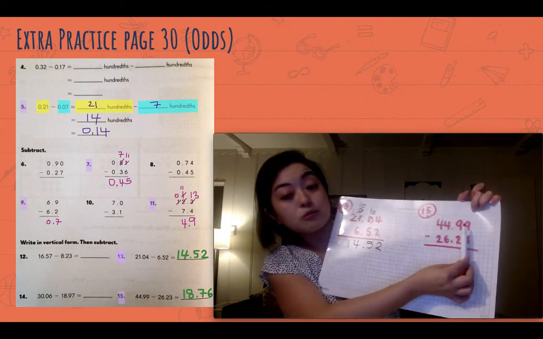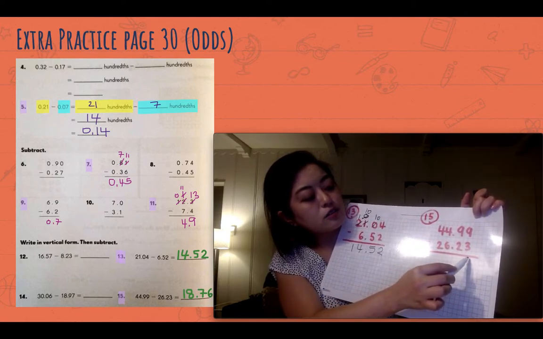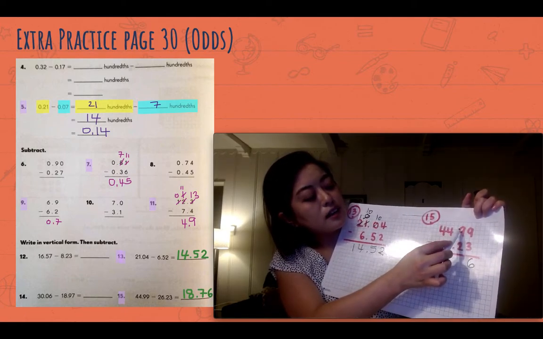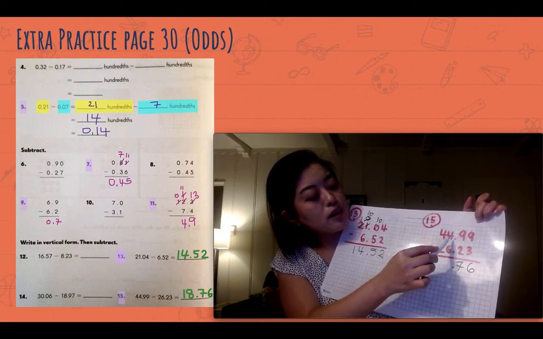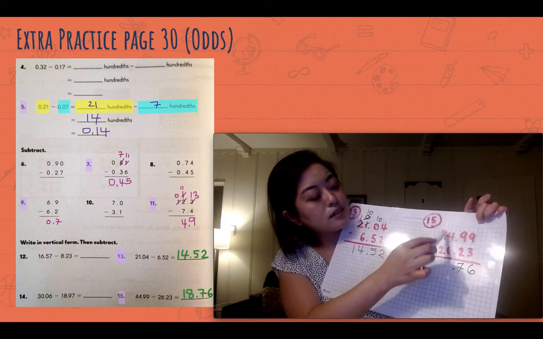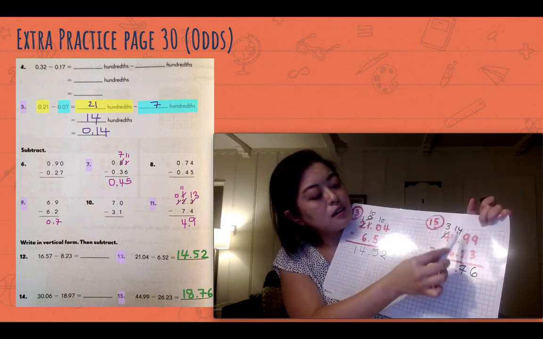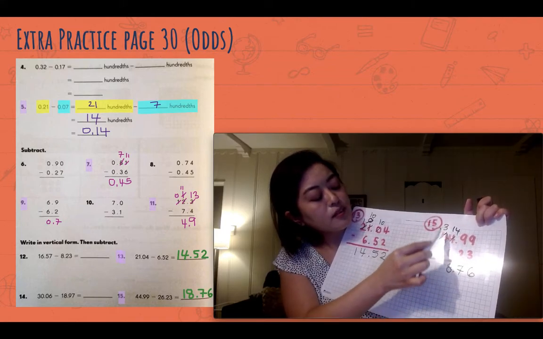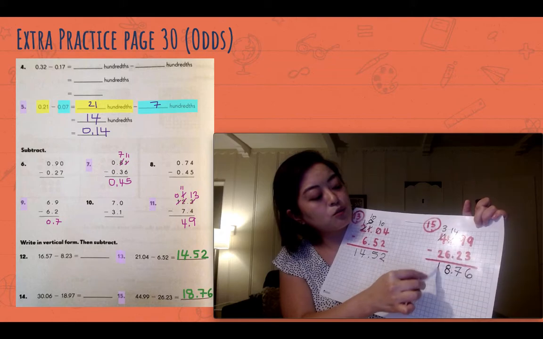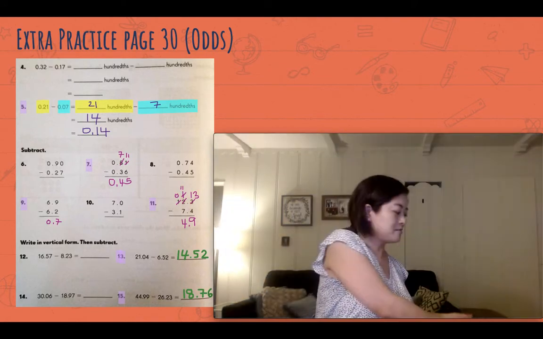All right, and here, let's look here. Let's start with the lowest place value column. 9 hundredths take away 3 hundredths is 6 hundredths. 9 tenths take away 2 tenths is 7 tenths. Drop the decimal point. 4 minus 6, can't do it. So I have to regroup from here, and that becomes a 14. 14 take away 6 is 8. And then 3 take away 2 is 1. So now that's 18.76. Okay.